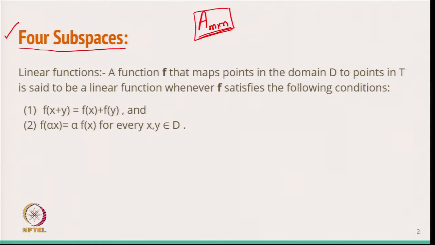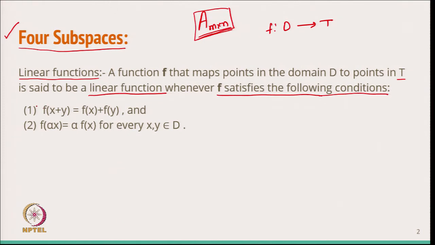So, before that we just want to discuss one function that is called the linear function. A function f that maps points in the domain D to the points in some set T. So, I am defining the map f from some domain D to the set T. If this is going from D to the real numbers, then I can say T is the set of real numbers, or if it is complex numbers or whatever it is. So, we are mapping the function f from the domain D to the codomain, that is T. A function f that maps points in the domain D to T is said to be a linear function whenever f satisfies the following conditions.